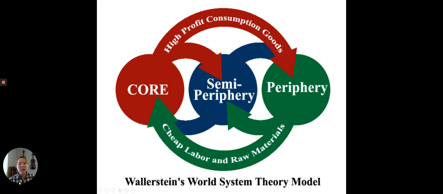You don't have this particular graphic in your textbook, but I really like it because it helps to simplify the relationship between cores and peripheries. Chapter 3 talked about this. Chapter 4 talked about this more, but maybe having this graphic will help you. So this is Wallerstein's world system theory model.